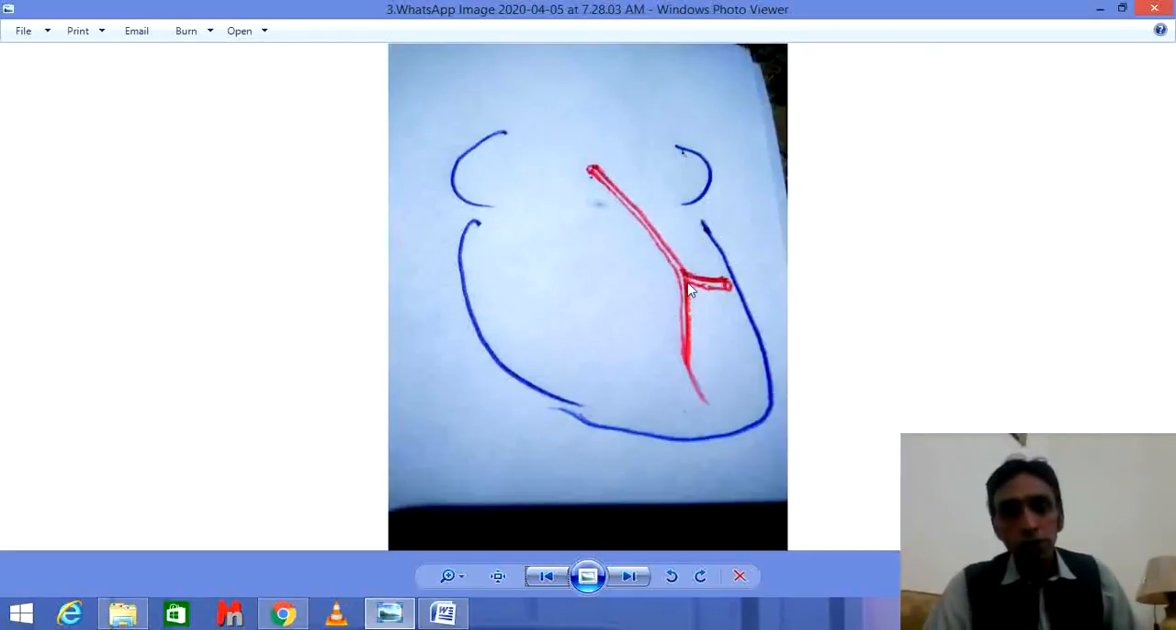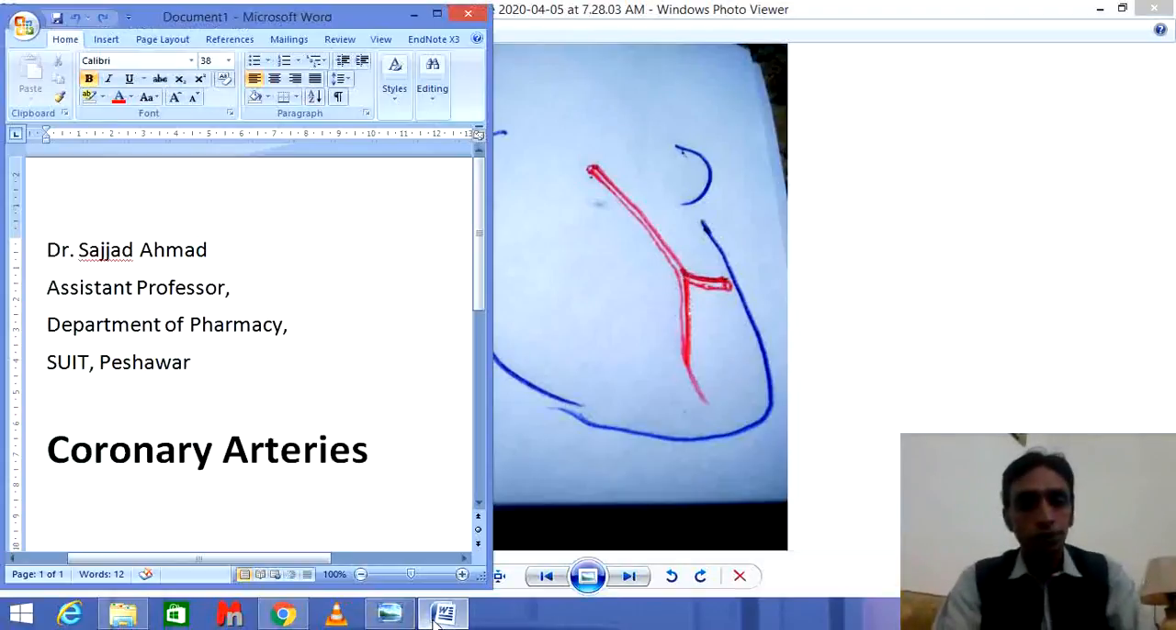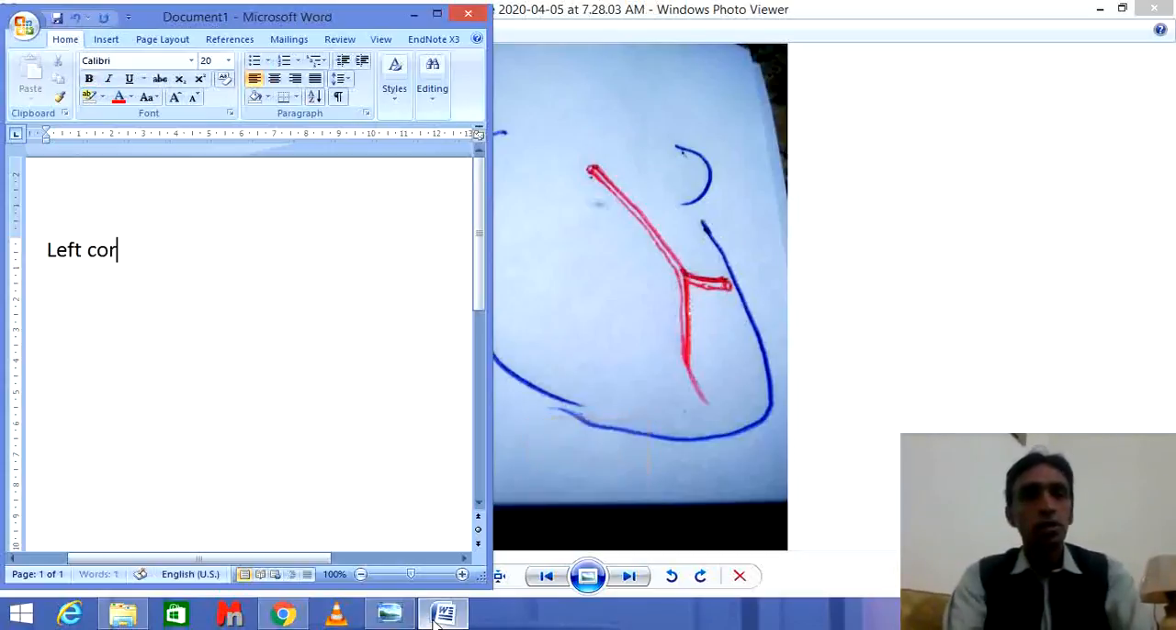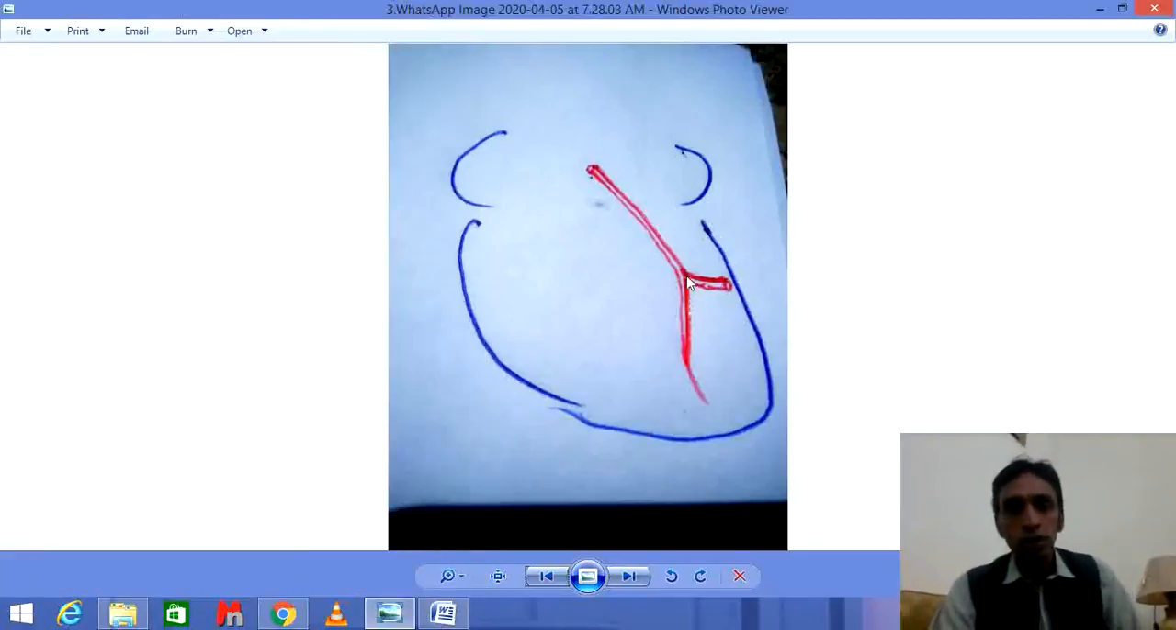From this point to this point, it arises from the aorta, and from this point to this point, this is called left coronary artery. This is called what? This is called left coronary artery. Now this is the first branch of the left coronary artery.